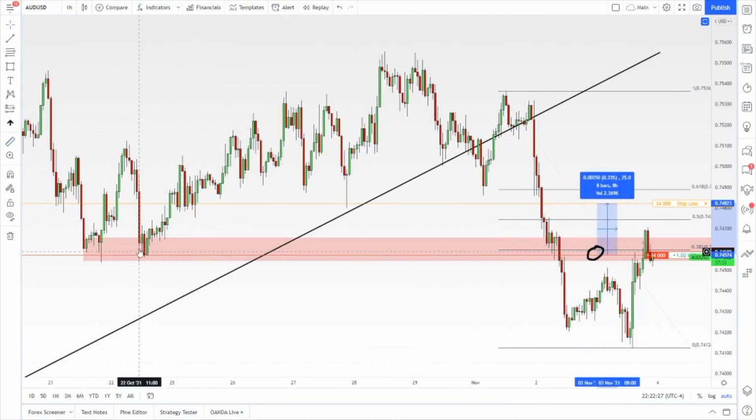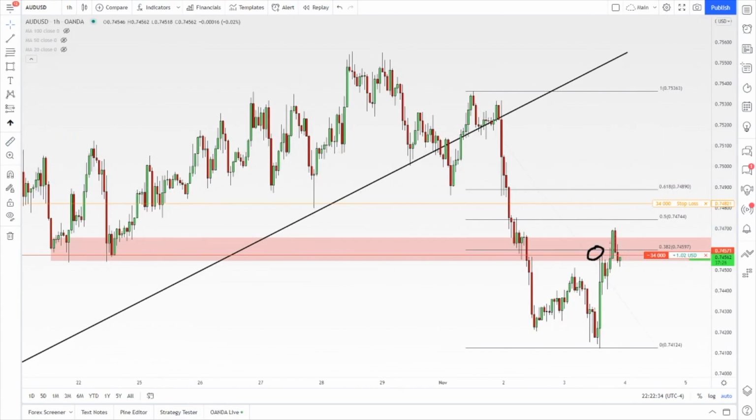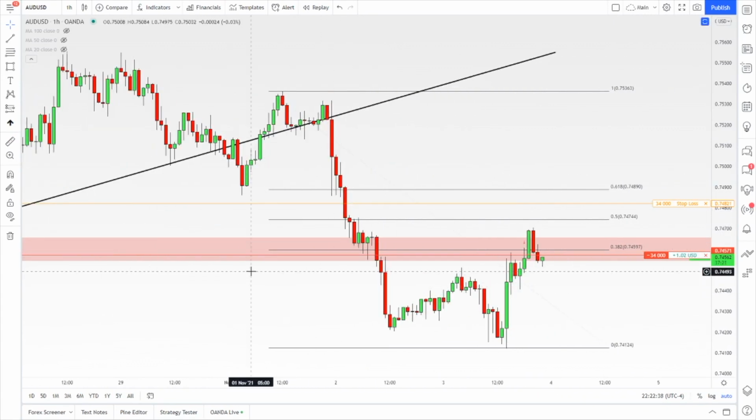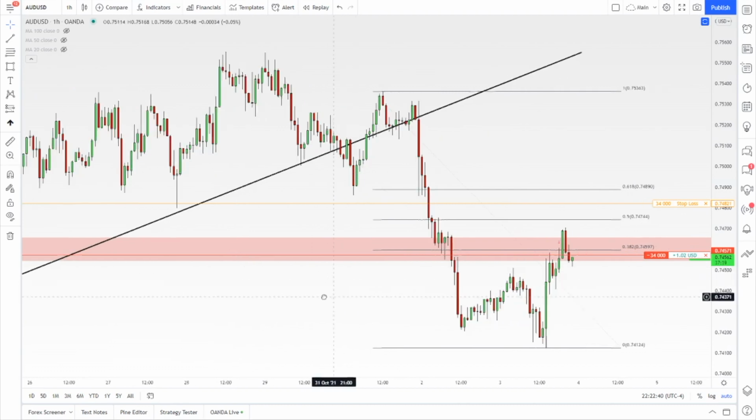So I am looking for price to either hold this general area and sell off quickly, or I will take a small loss of about $80 to $85 on this trade. So nothing crazy, keeping things very controlled.